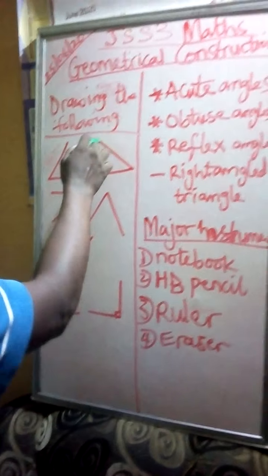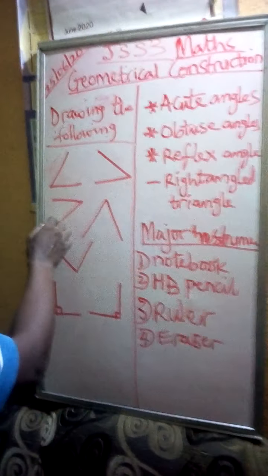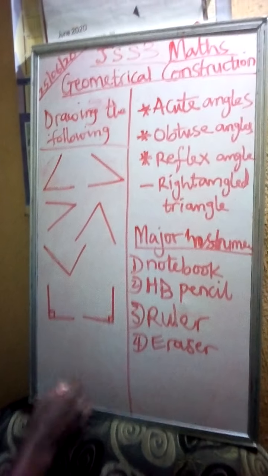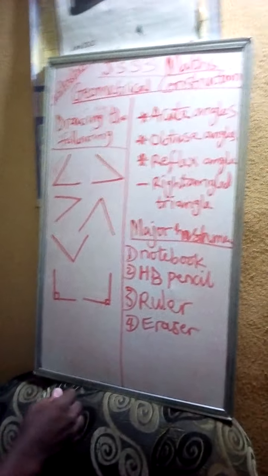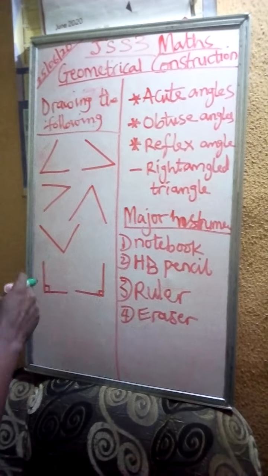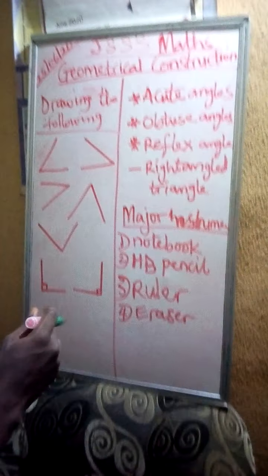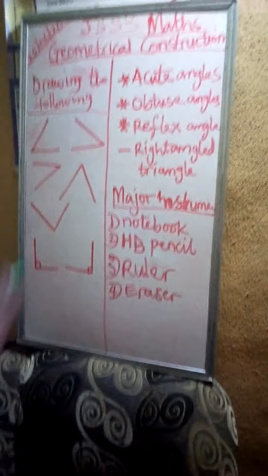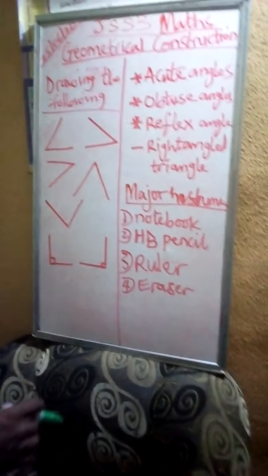This angle, this angle, this angle. I want you to draw it yourself. Make use of your ruler and your pencil. Draw it within a few minutes. After you are able to draw it and get it right, we have another one. I'll now move on to the right angle triangle.